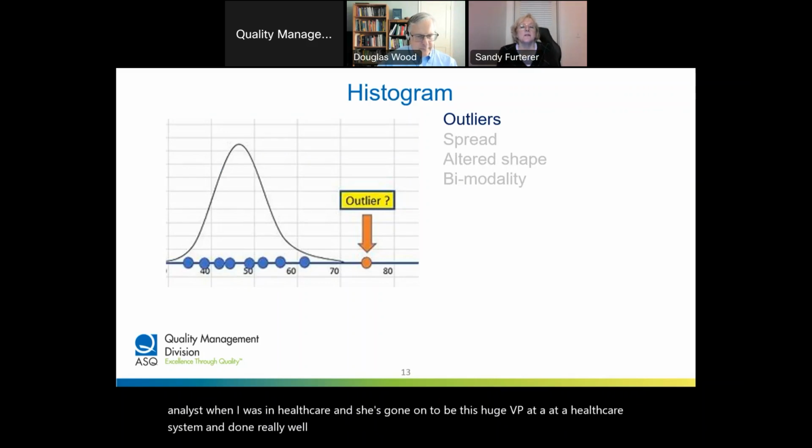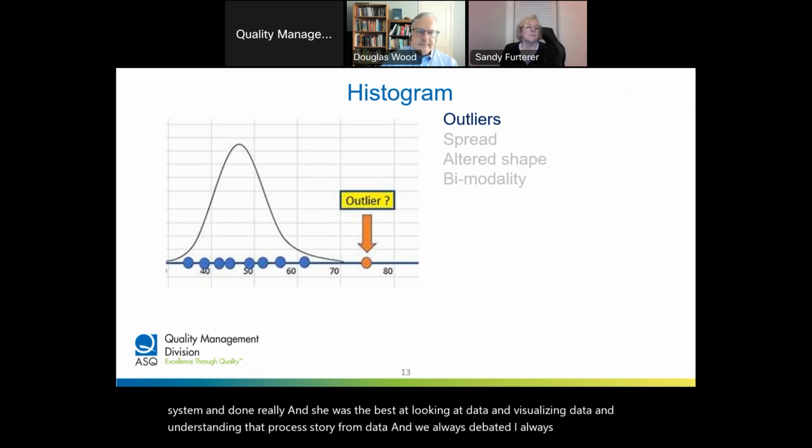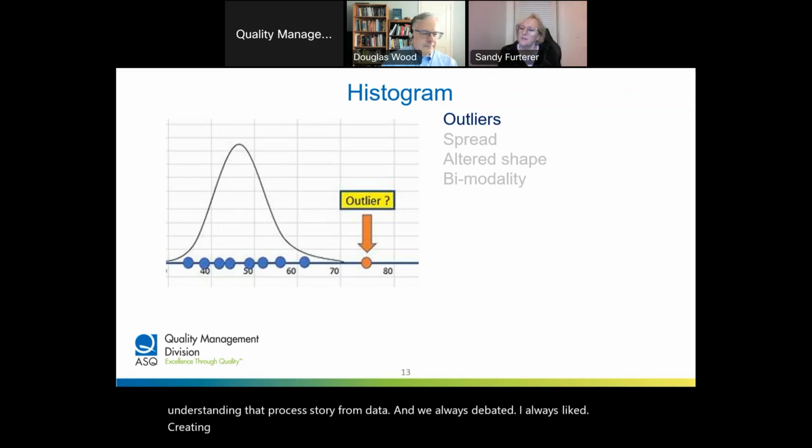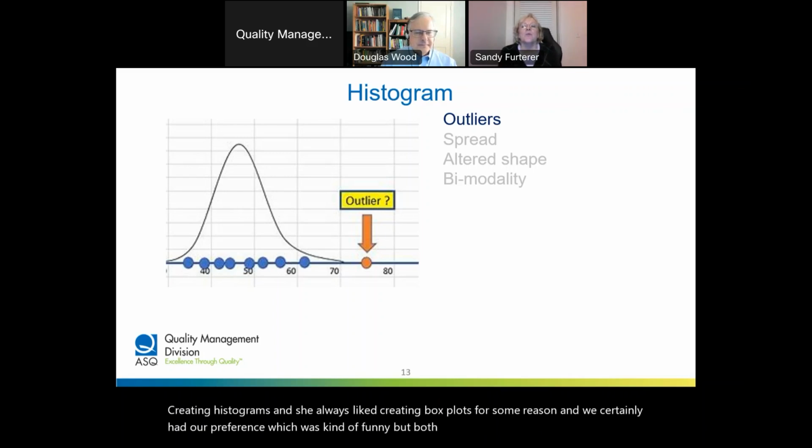And she was the best at looking at data and visualizing data and understanding that process story from data. And we always debated. I always liked creating histograms, and she always liked creating box plots for some reason. And we certainly had our preference, which was kind of funny. But both of those really can show outliers very easily.